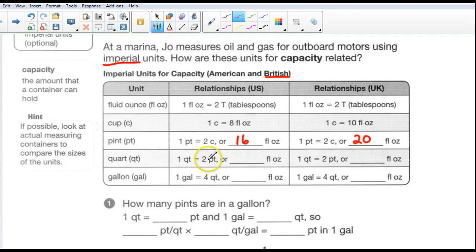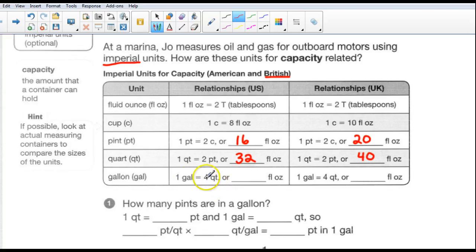Now, 1 quart is 2 pints, and 1 pint is 2 cups, or 16 ounces, so 2 pints must be 2 times 16, which is 32 fluid ounces. And if 1 quart is 2 pints and 1 pint is 2 cups and 2 cups is 20 ounces, then 2 pints must be 2 times 20, which is 40 fluid ounces. Can you see how it's starting to differ now?